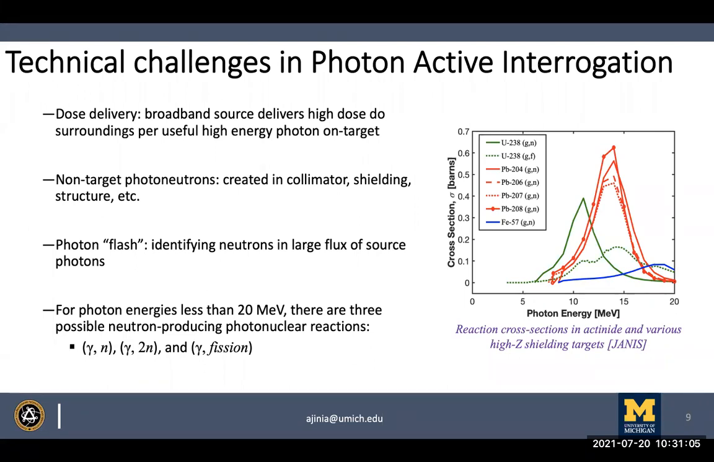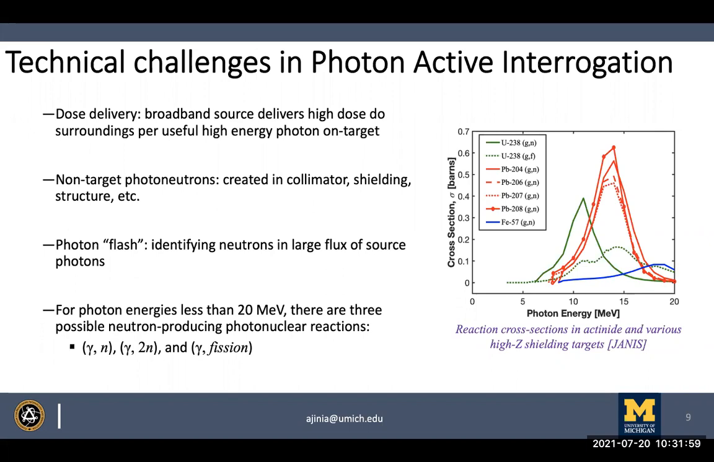interrogation experiment. The other problem is non-target photoneutrons. When you have photons with energies like 9 MeV up to 20 MeV, then we start to get different kinds of nuclear reactions along with the photofission reaction. For up to 20 MeV, you can have a gamma-n reaction, a gamma-2n reaction. The neutrons produced through this photodisintegration are not of interest because they are not giving us any information on the nuclear material, since we want to detect prompt neutrons. So these neutrons start to constitute a background, which I will talk about later in the presentation.